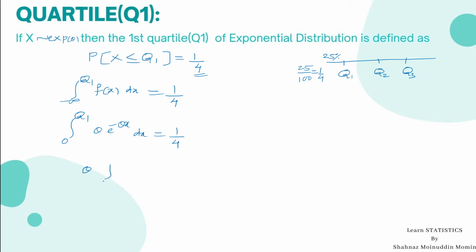Take theta outside the integration sign, since it is a constant. We get theta integration 0 to Q1 e raised to minus theta x dx equal to 1 by 4. Integration of e raised to minus theta x is e raised to minus theta x divided by minus theta. Limits are 0 to Q1, equal to 1 upon 4. This theta gets cancelled.